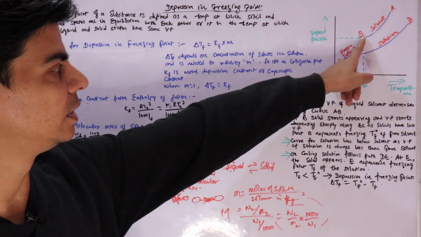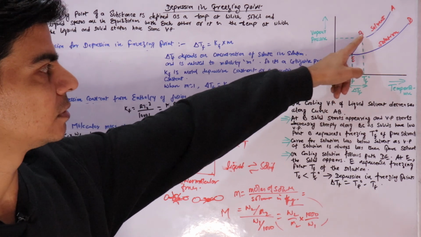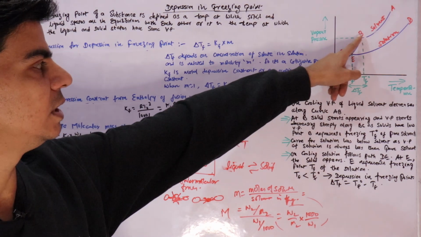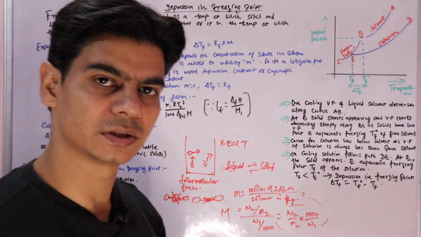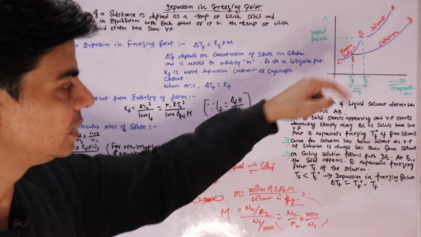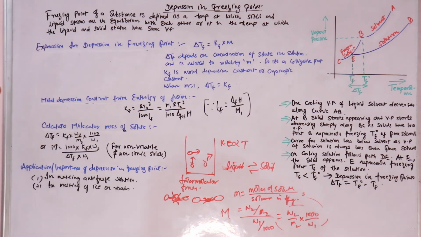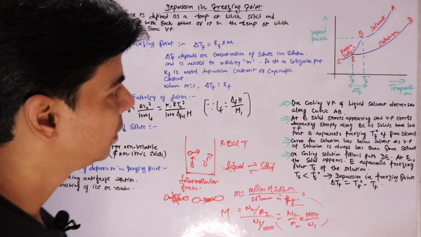This decreases steeply here. Why? Because at B, this liquid changed into solid form, and we know that solids have very low vapor pressure. So this decreases steeply. The vapor pressure decreases steeply from B to C, right?